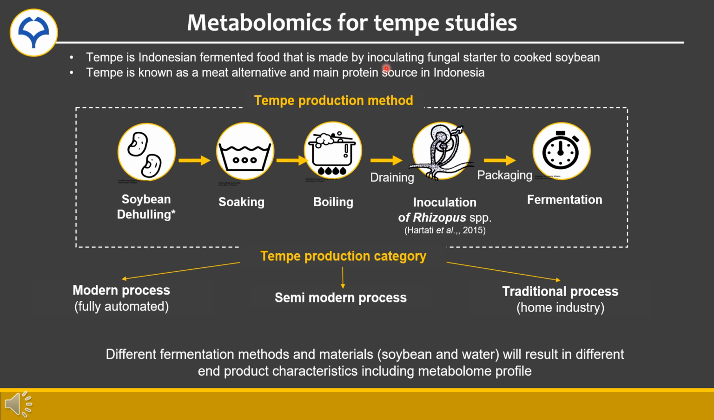Tempeh is made by peeling, soaking, and boiling soybeans, followed by fermentation using fungi. However, the methods of tempeh production vary by country and region, with some places using fully automated systems, others using semi-automated systems, and some still relying on traditional methods. Due to differences in production processes and variations in the raw materials, such as soybeans and water, the compositions of the resulting tempeh are diverse.